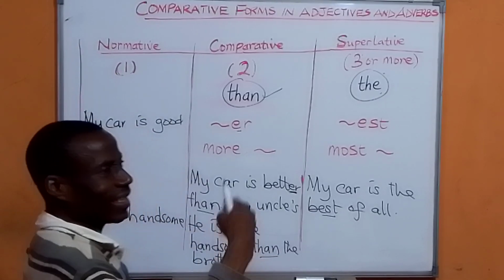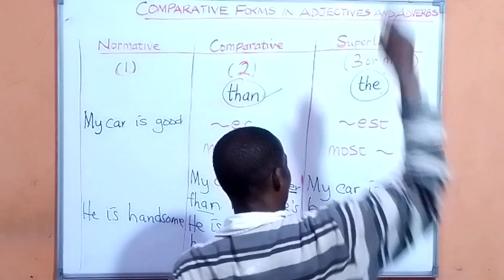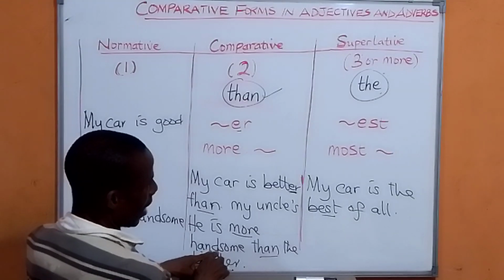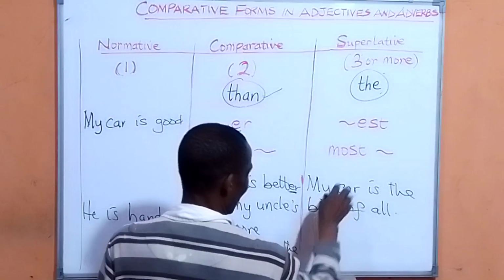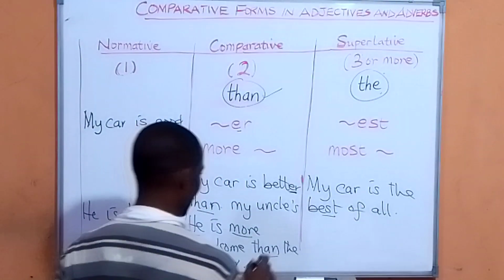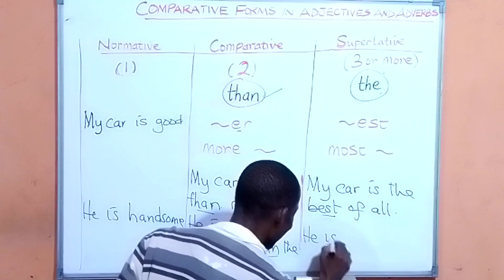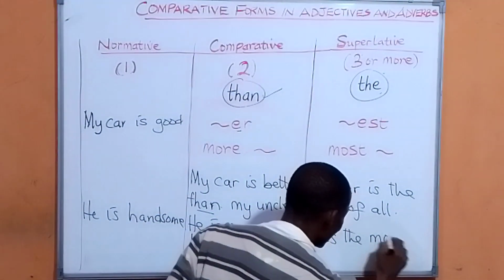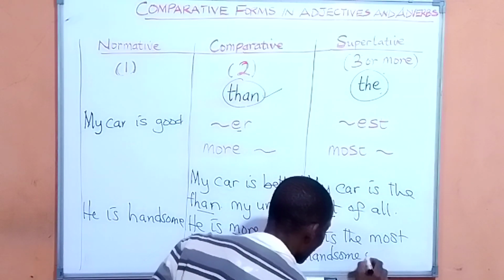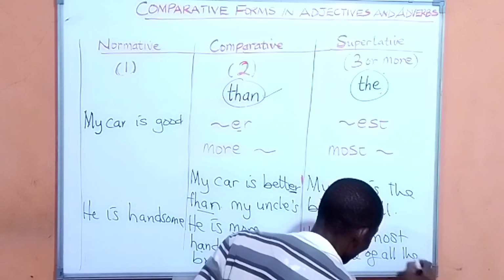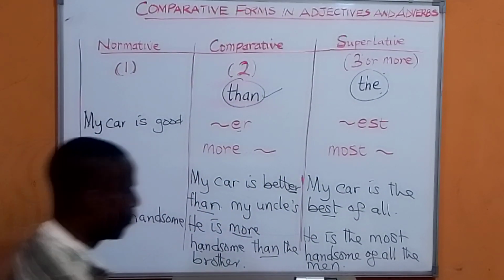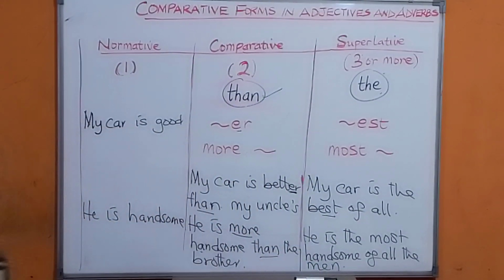Now, when they are 3, 4, 5, that is superlative. And the word is longer, like handsome. Now, you are not going to put the word er, you are going to use most. You cannot use most and use the word with est. So, you say, he is the most handsome of all the men. Of all the men, of all. He is the most handsome of all the men.